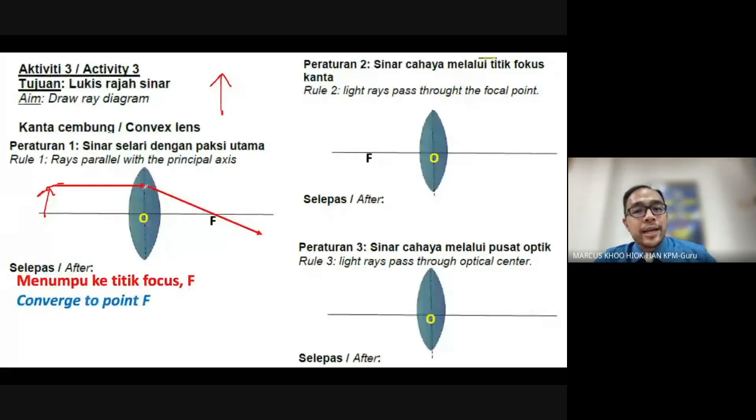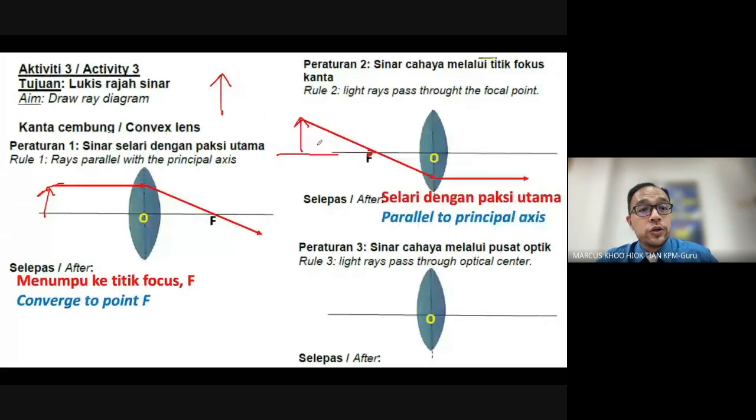The second one: let's say the object is here. The second light ray must be from the object through the focal point, and after passing through the lens, it goes parallel. So rule number 1 is parallel to F. Rule number 2 is to F first and then parallel.